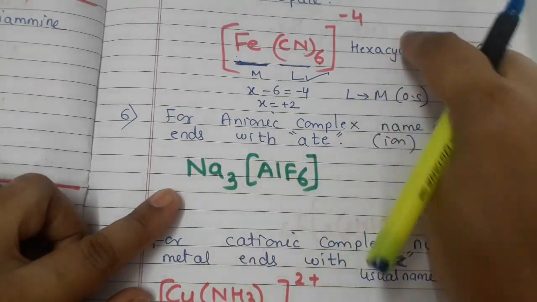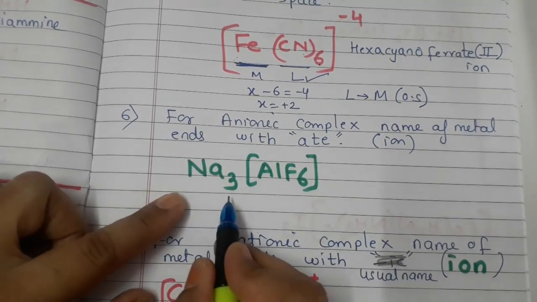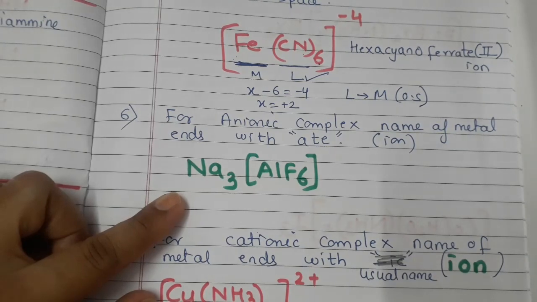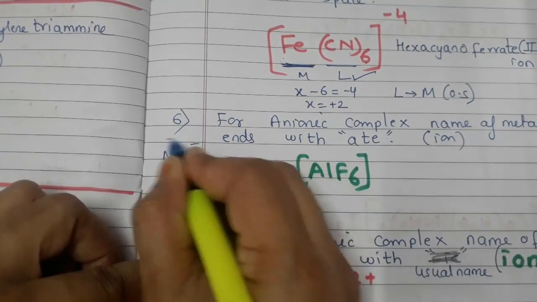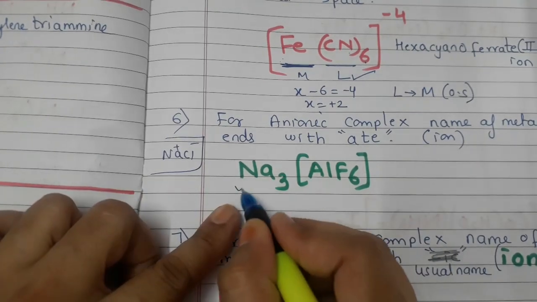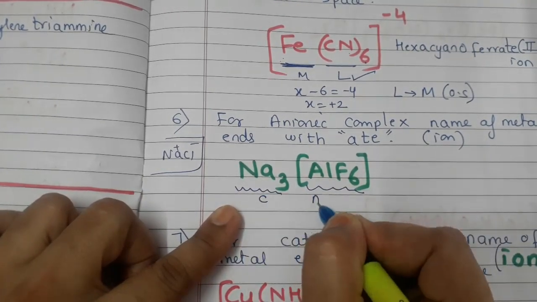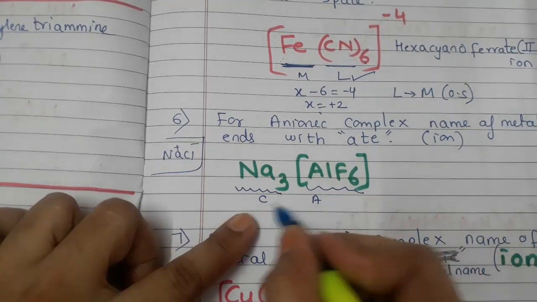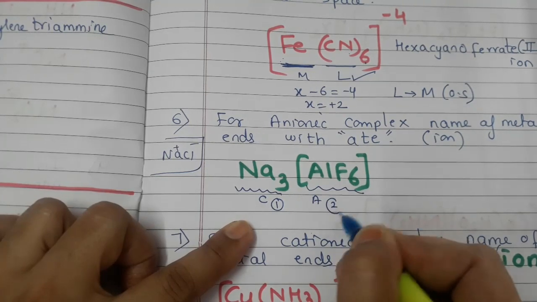It is almost similar to the previous example. Let us name this compound. Now just look at this compound. It is of the type of cation and anion. How do we have NaCl? Isn't it? Cation and anion. So this is cation and this is anion. Whenever you come across this type of compound, you have to name the cation first and then the anion.